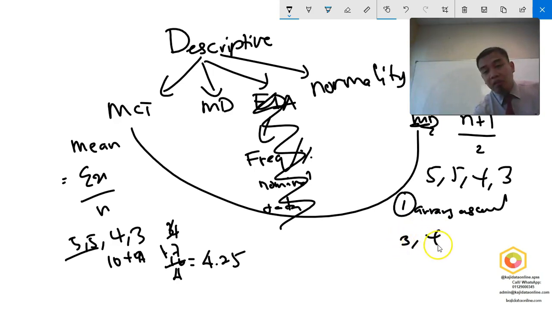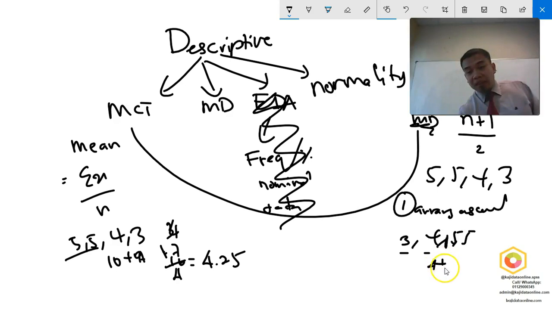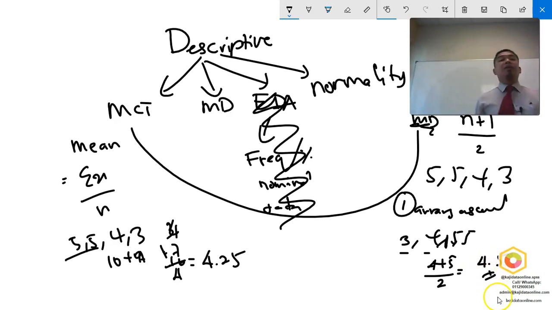So you have here 3, 4, 5, 5. So use the formula. The formula says you take the number n, which is 4, right? 4 plus 1 is equal to 5. 5 divided by 2 is equal to 2.5. So that means the position 2.5 is our median. So this is number 1, this is number 2, and 2.5 is somewhere here. Right? So take the 4 plus the 5, divided by 2. What do you get? 9 divided by 2 is 4.5. So this is our median.